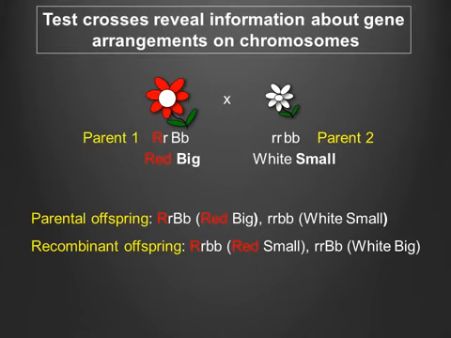In Mendelian genetics, this test is called a test cross. A test cross is a cross of an individual that is a heterozygote for both genes with an individual that is homozygous recessive for both genes. The concept behind a test cross is really very simple. As we will see later, test crosses result in two kinds of offspring: parental and recombinant offspring.